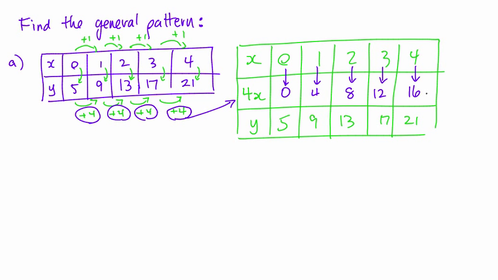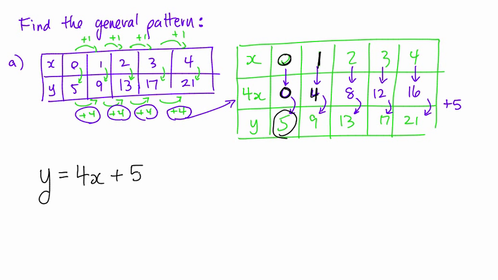So now I have a column called 4x, and is there a pattern now from 4x to y? There certainly looks like there's a pattern, because every single time here you just add 5. So I can come up with a general equation, and it looks like this. The y values, all of them, are equal to 4 times the x value. So if you take the x value and multiply it by 4, you end up with that middle column, and then to get to the y value you have to add 5 more.